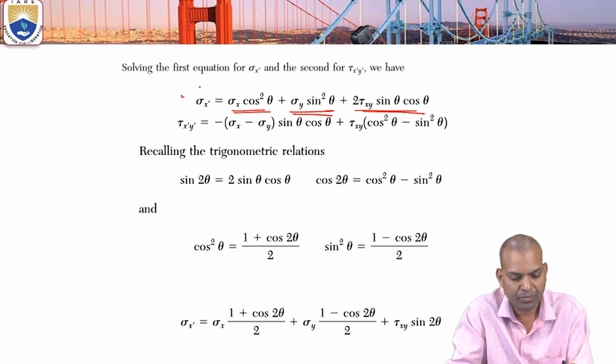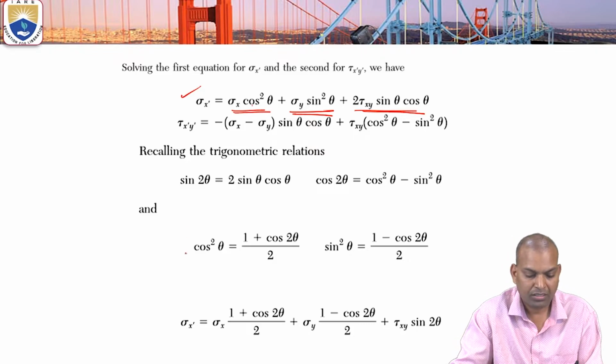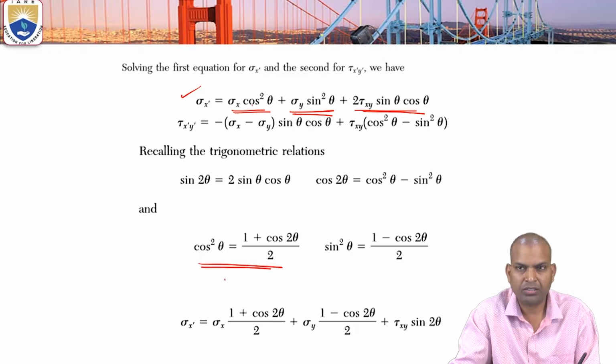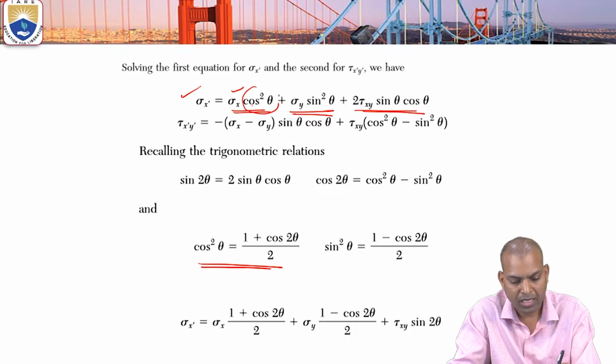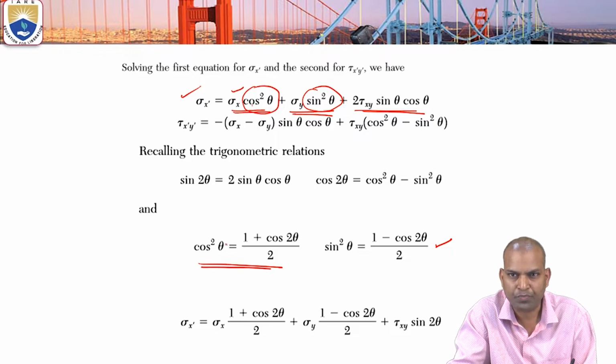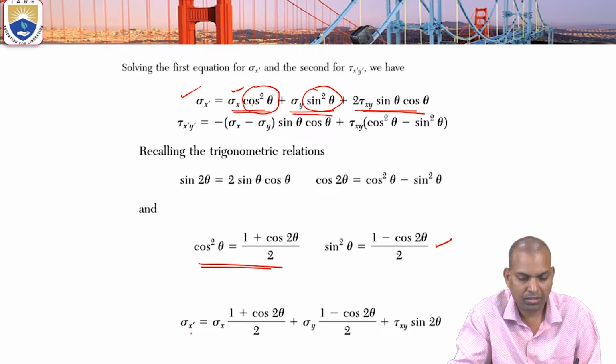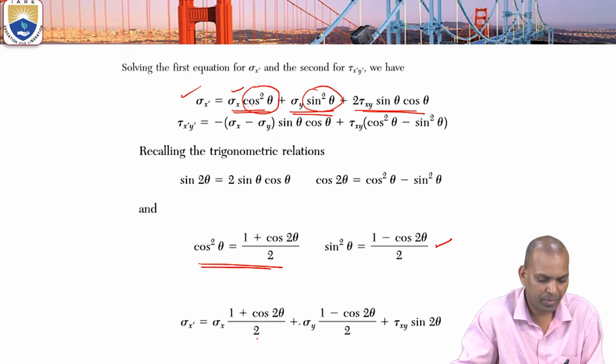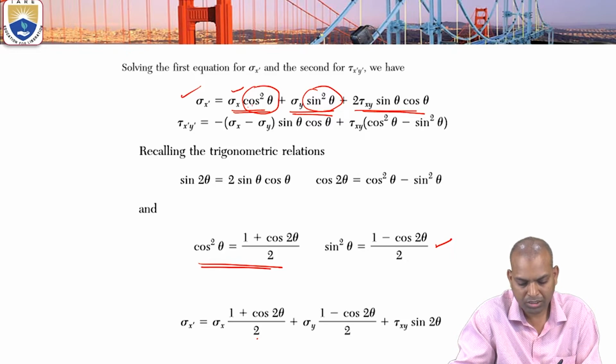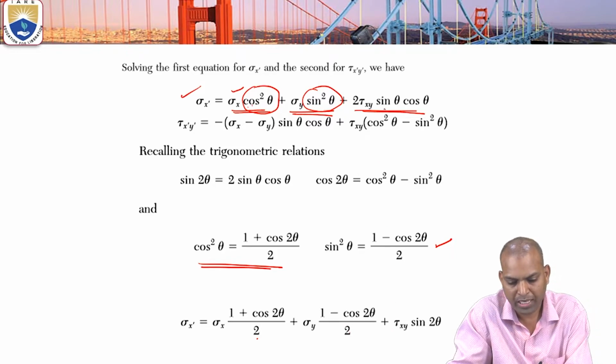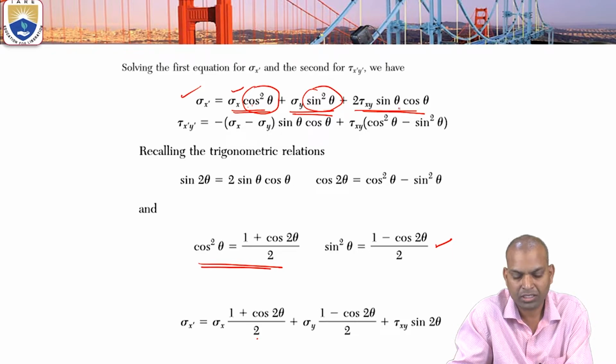Now here, that is from equation 1. In the place of cos square theta, substitute cos square theta equal to (1 plus cos 2 theta) by 2, and in the place of sin square theta, substitute (1 minus cos 2 theta) by 2. Then after substitution, the equation becomes sigma x dash equal to sigma x times (1 plus cos 2 theta) by 2 plus sigma y times (1 minus cos 2 theta) by 2 plus tau xy times 2 sin theta cos theta, that is sin 2 theta.